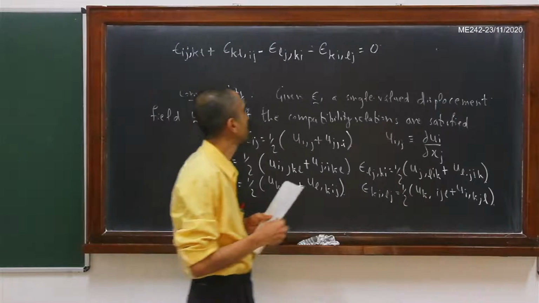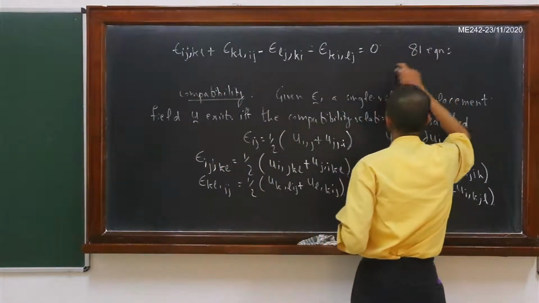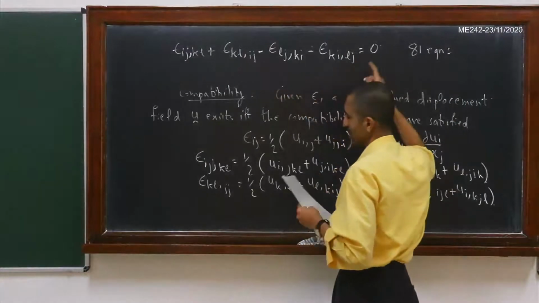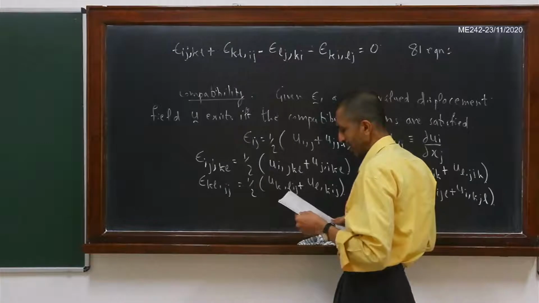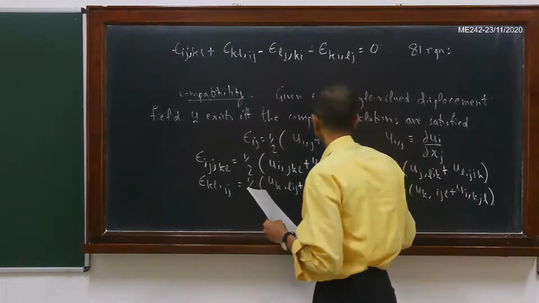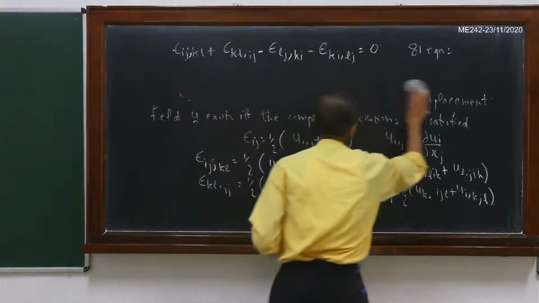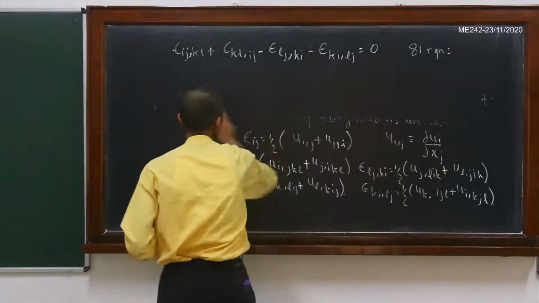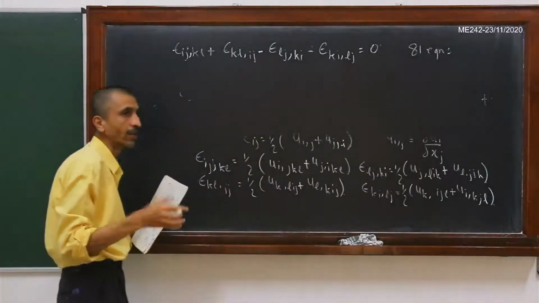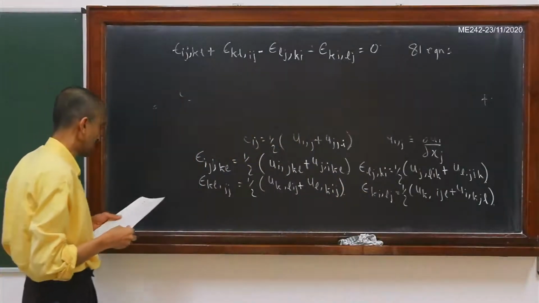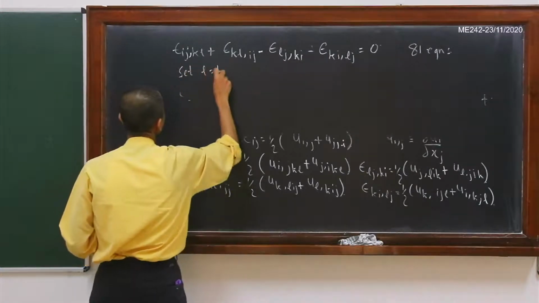So this is basically a set of 81 equations involving the strain components. But out of this, only 6 are actually independent. The set of 6 independent equations can be found by setting l equal to k. Then the l or the k becomes a dummy index. Okay, so set l equal to k.